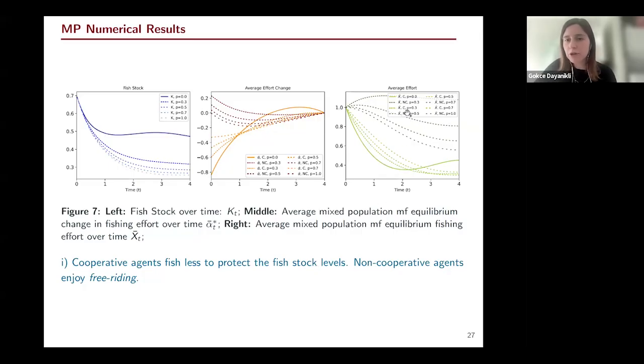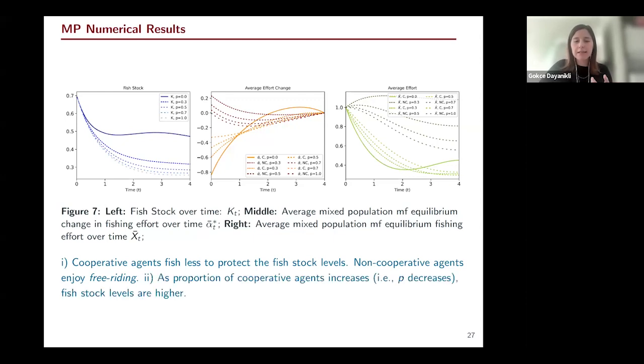So here we look at the cooperative ones, and they are the light blue ones, and the non-cooperative ones are the dark green ones. And we can see that at each level of P, the non-cooperative ones are basically fishing more than the cooperative ones. And this shows that the non-cooperative agents are enjoying free riding. So they are basically taking advantage of the efforts of the cooperative agents.